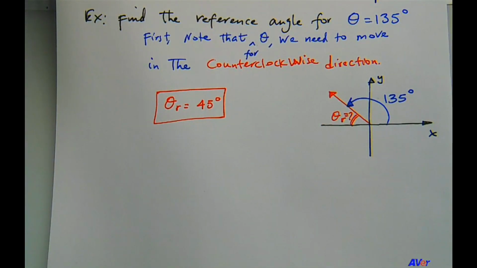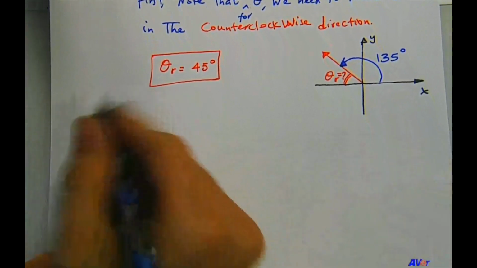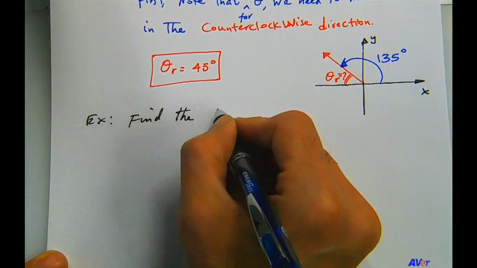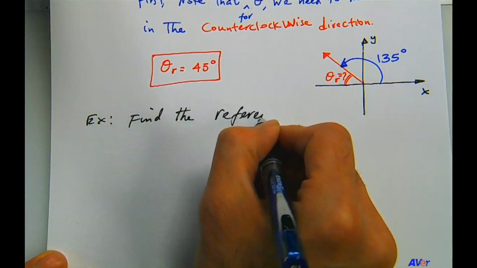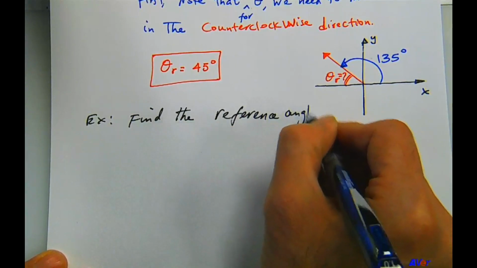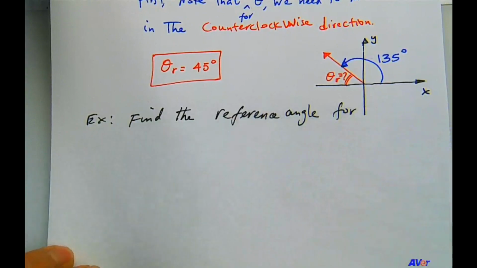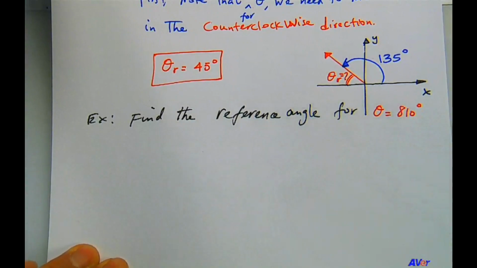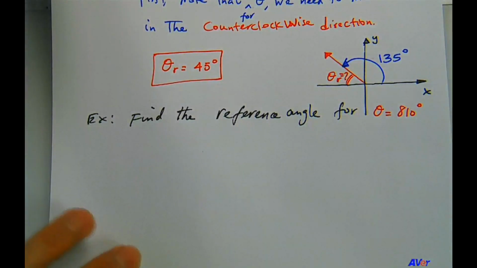So let's do another one. I think I have one more example on this. Maybe let's say, maybe two more examples. Okay, so example, we want to find the reference angle for theta equals 810 degrees.